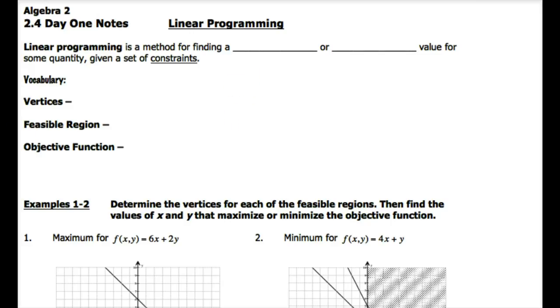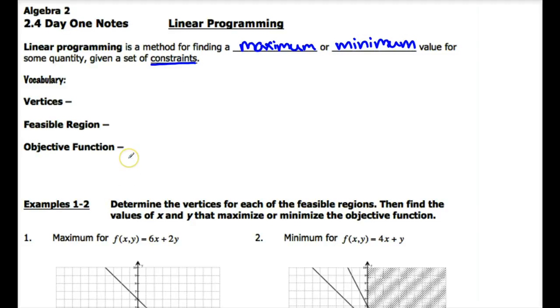So let me start out by telling you what linear programming is. It's a method for finding a maximum or a minimum value of some quantity. And when you do linear programming, you're usually given a set of constraints. Today we're just going to be practicing with some straightforward examples, and in the next video you'll be looking at some applications of linear programming, how to apply that to business, profit, and some real-world scenarios.